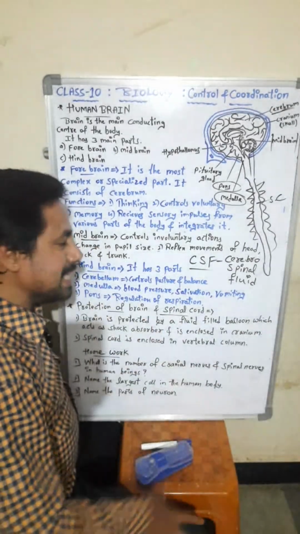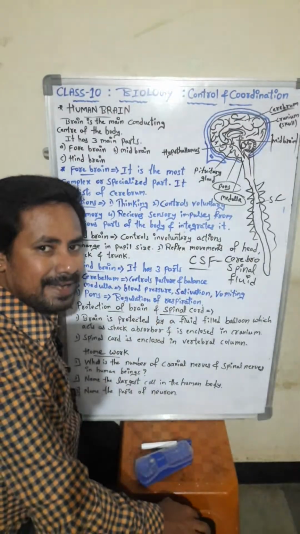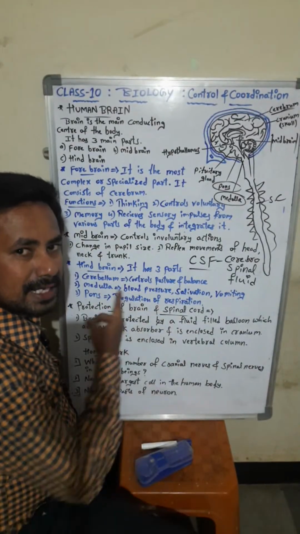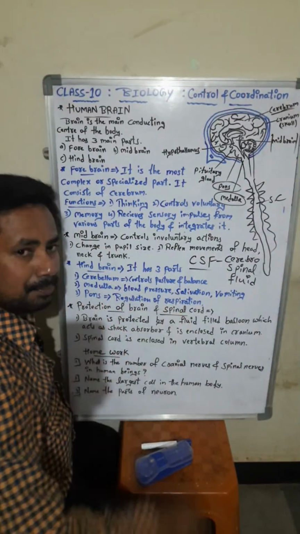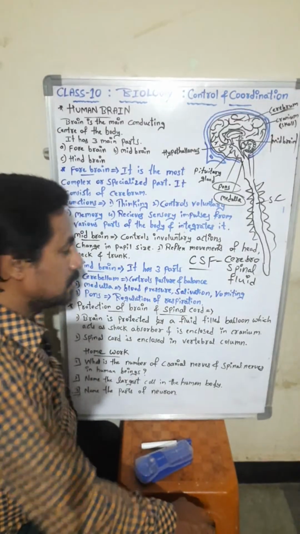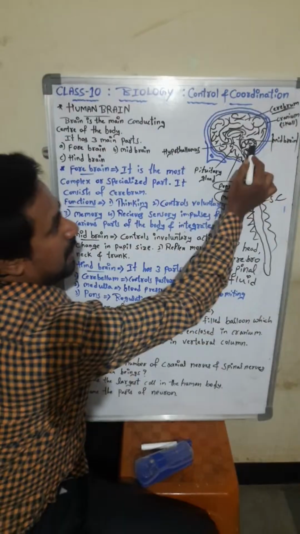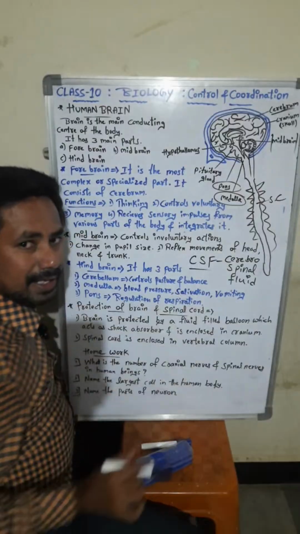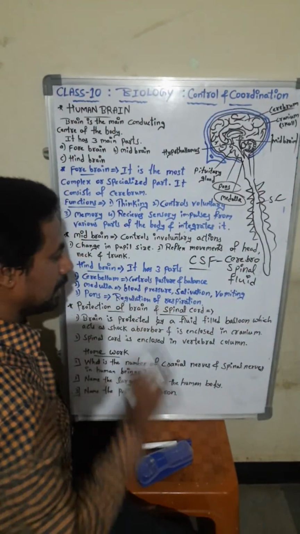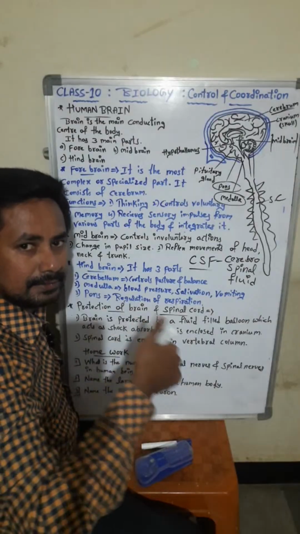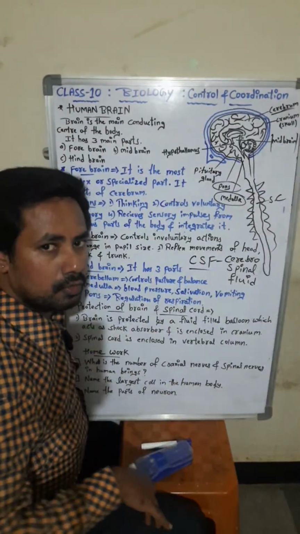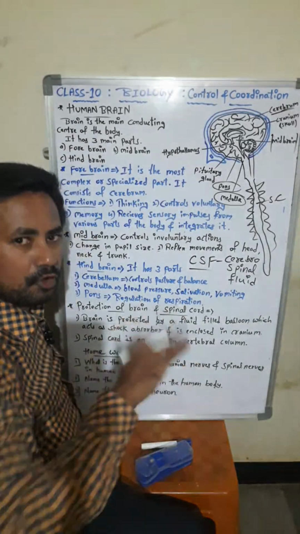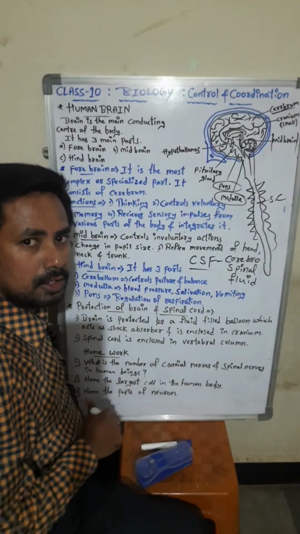Changes in pupil size, reflex movement of head, neck and trunk are done by midbrain and hindbrain. Three parts: cerebellum, medulla, pons. Cerebellum controls posture and balance. You should not confuse cerebellum and cerebrum. Cerebrum is forebrain. Cerebellum comes under hindbrain. Cerebellum controls posture and balance of our body, so we will not fall when we are walking, running, cycling, riding a motorbike. Why are we not going to fall? Who is controlling balancing and posture? Cerebellum.